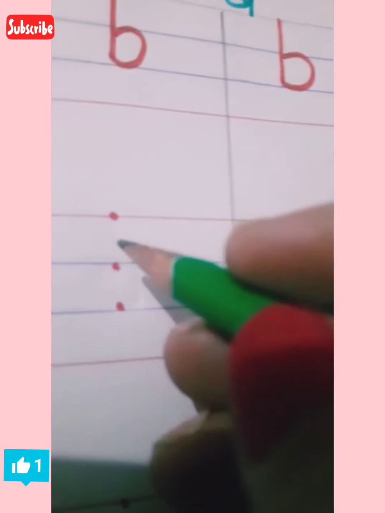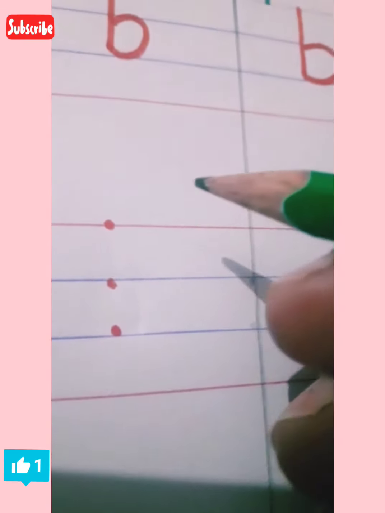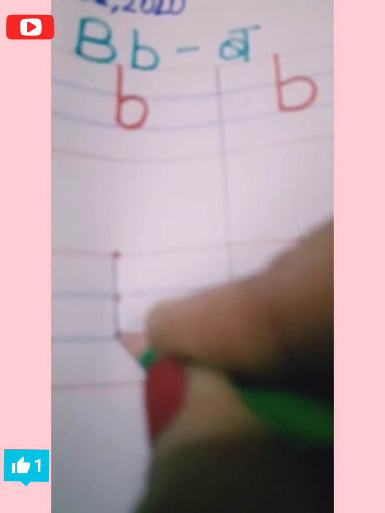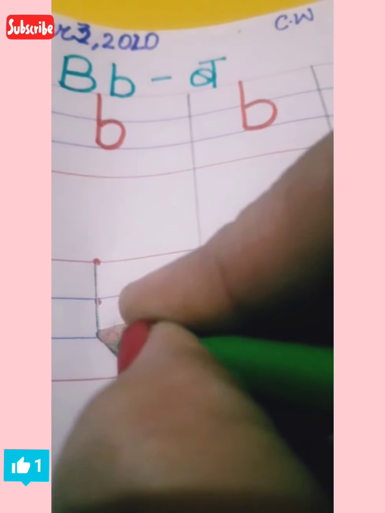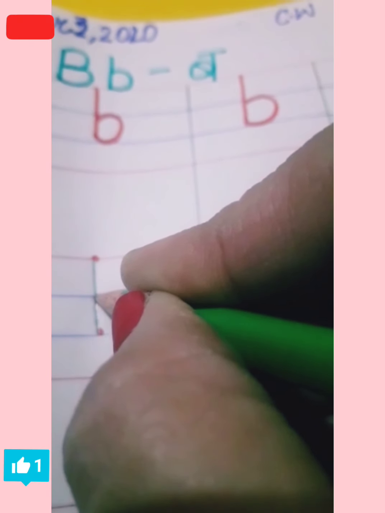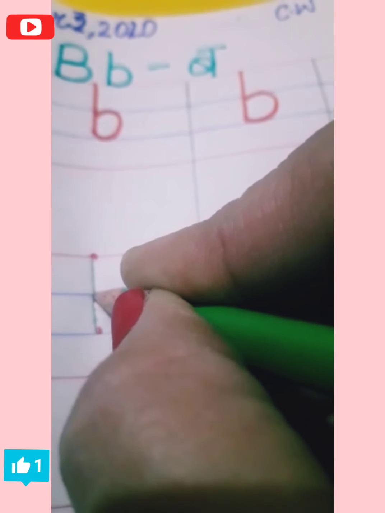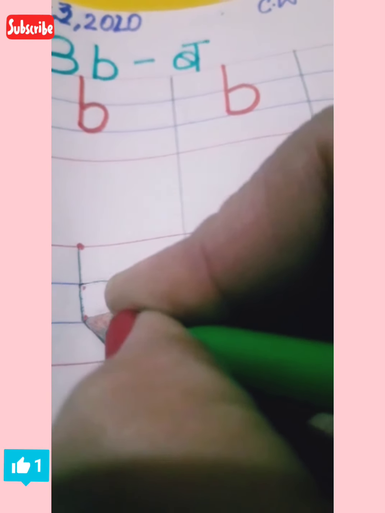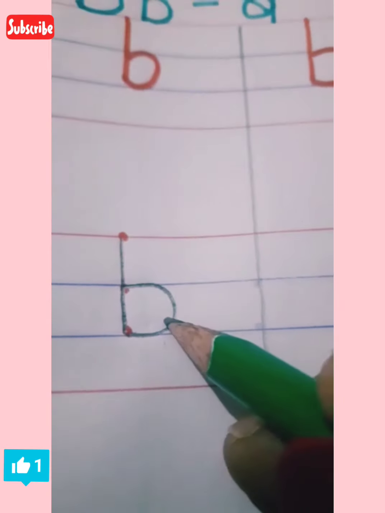Look beta. First we will draw a standing line. Go up to the middle of the standing line and write a left curve. This is a B.